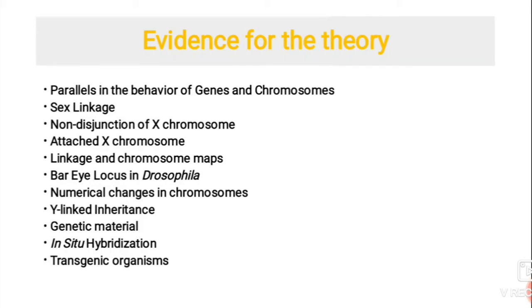The last evidence is transgenic organisms. The mRNA produced by a gene can be used to obtain copies of the concerned gene. Enzymes like reverse transcriptase can be used to produce a DNA copy, which is complementary DNA, of the mRNA using the latter as a template.